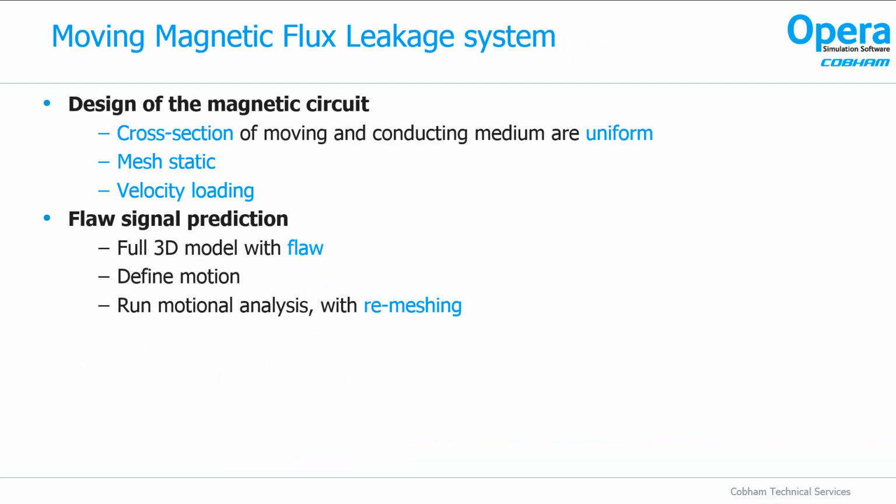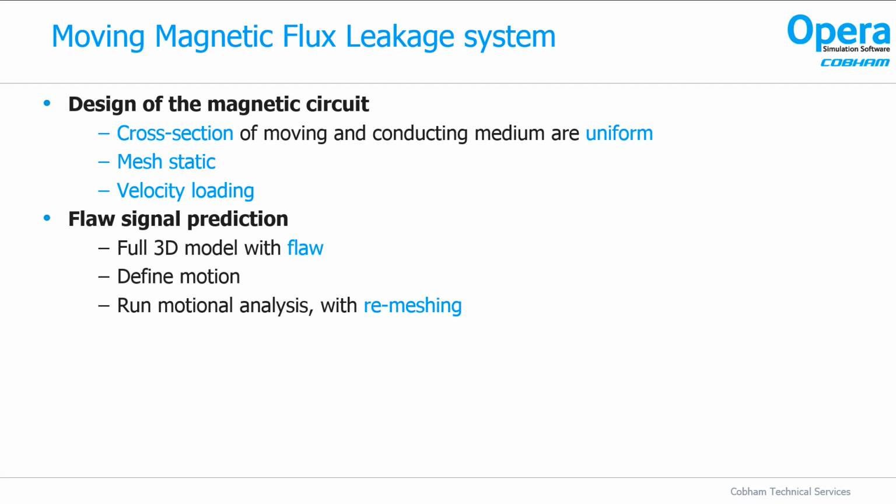When analysing a moving MFL system, you can make use of 2 different types of analysis. Firstly, you can model a moving conductor in static field by merely applying a loading and assume that the cross-section of moving and conducting media are uniform. You might use this to check the saturation of the flux into the specimen.